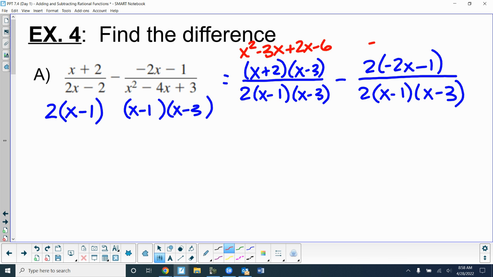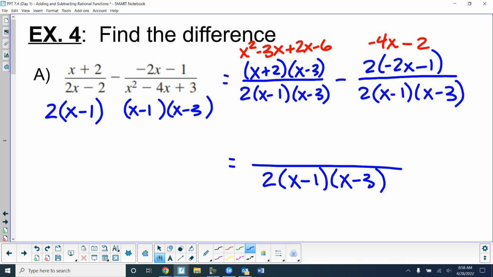Just distribute. So negative 4x and a negative 2. You with me there? Now that I've done that multiplication, I'll subtract them. All right, so my bottom doesn't change. Once I get the common denominator, I leave it, right?